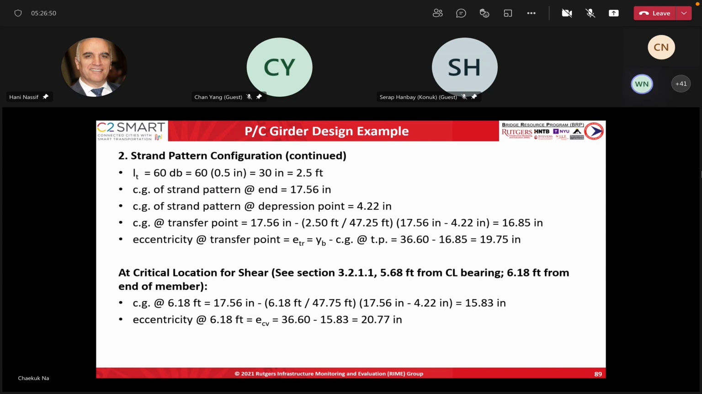Also, it has to be calculated, and this is important, at the critical location for shear. In the next session, there will be an explanation of how to find that critical section for shear. Okay, next slide, Jacob.